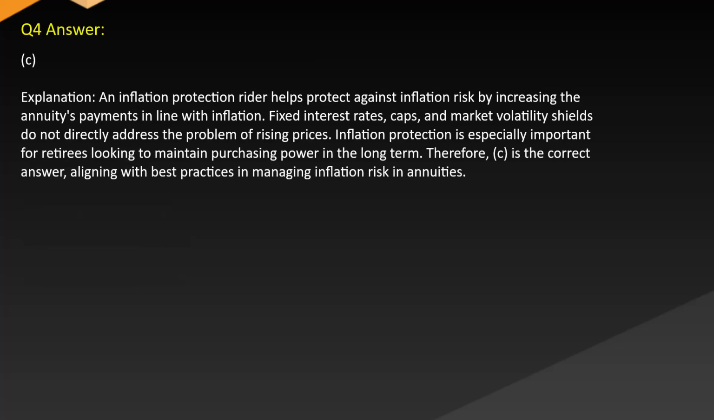Answer. C. Explanation. An inflation protection rider helps protect against inflation risk by increasing the annuity's payments in line with inflation. Fixed interest rates, caps, and market volatility shields do not directly address the problem of rising prices. Inflation protection is especially important for retirees looking to maintain purchasing power in the long term. Therefore, C is the correct answer, aligning with best practices in managing inflation risk in annuities.